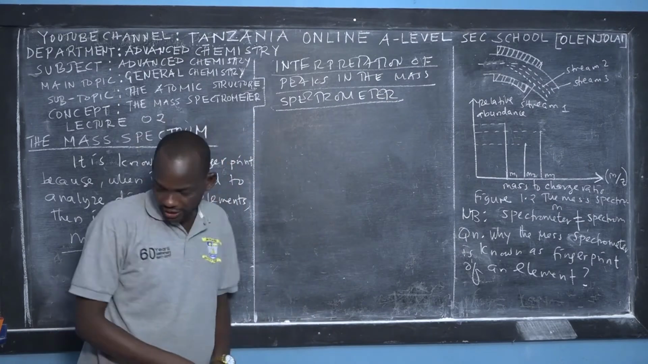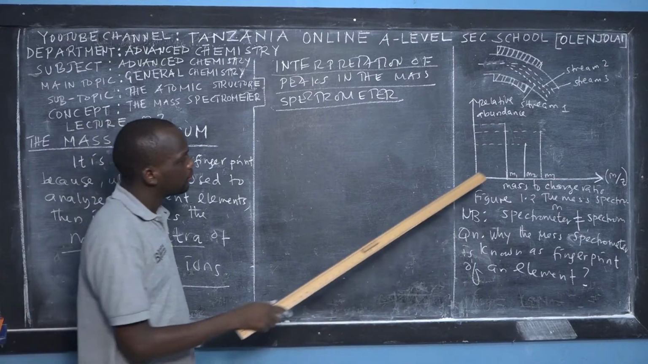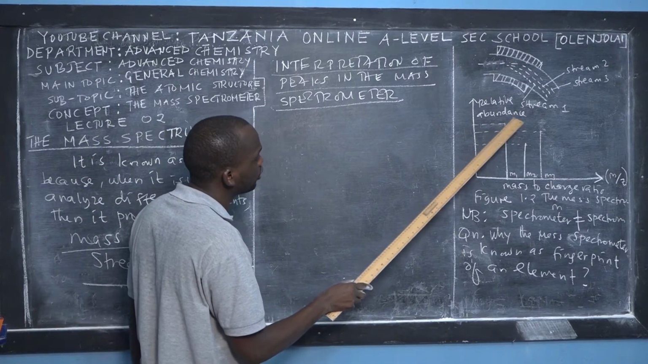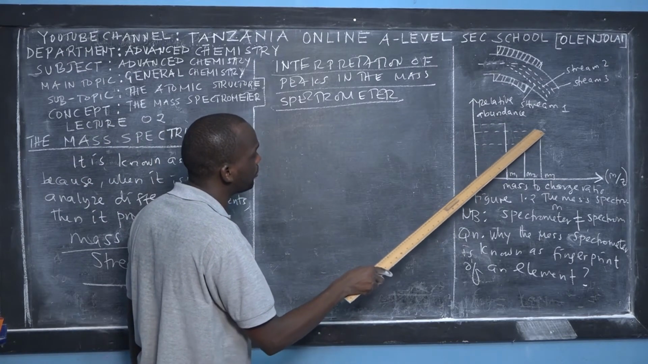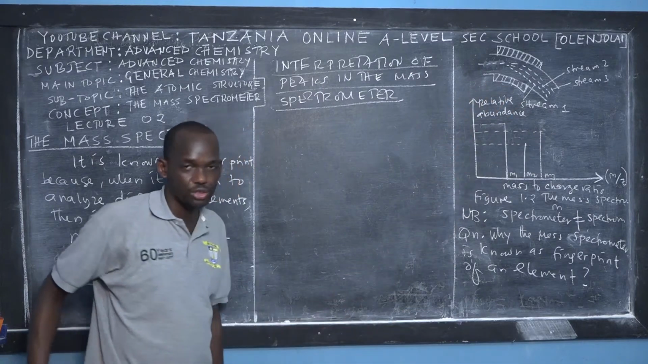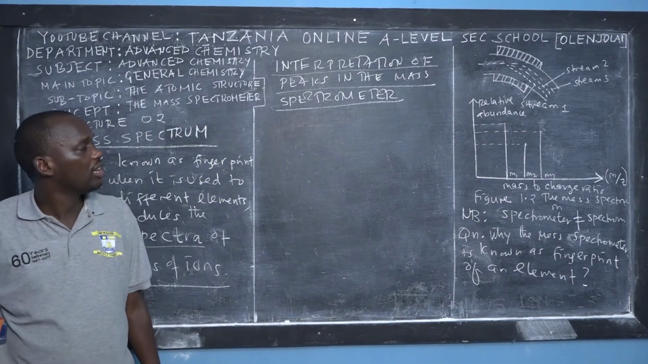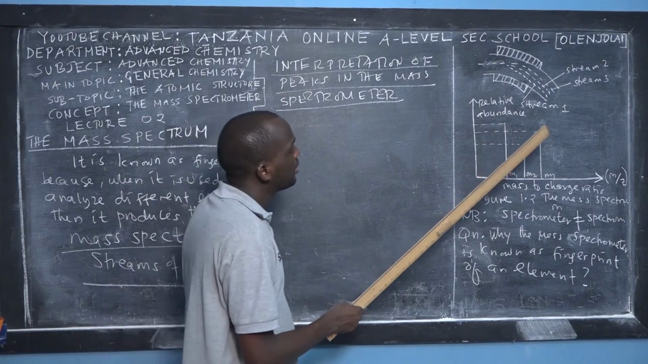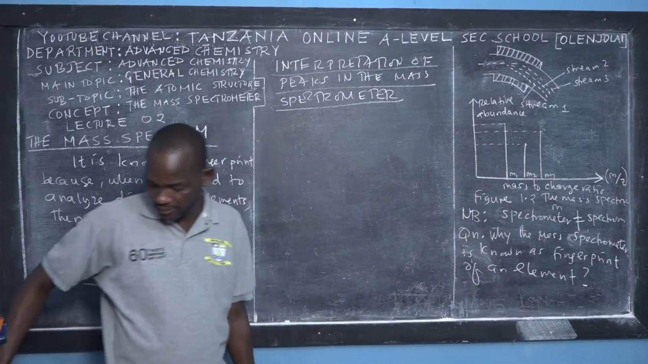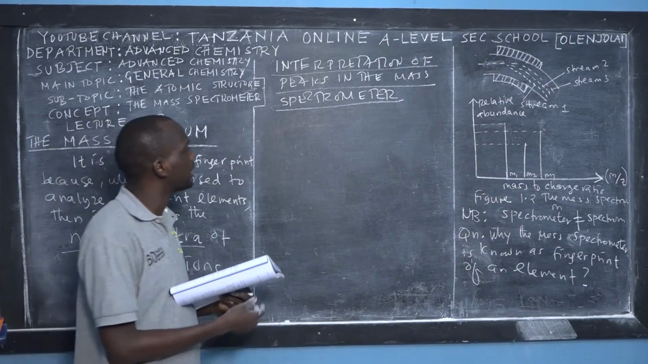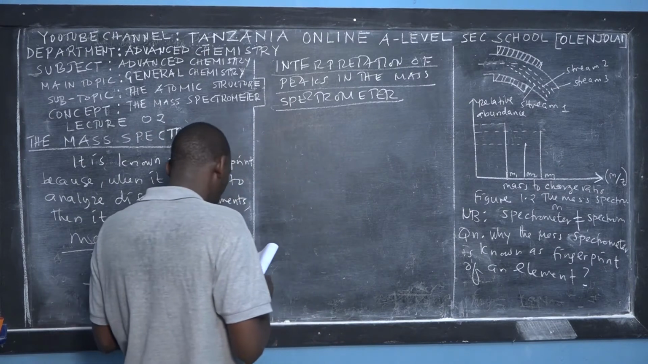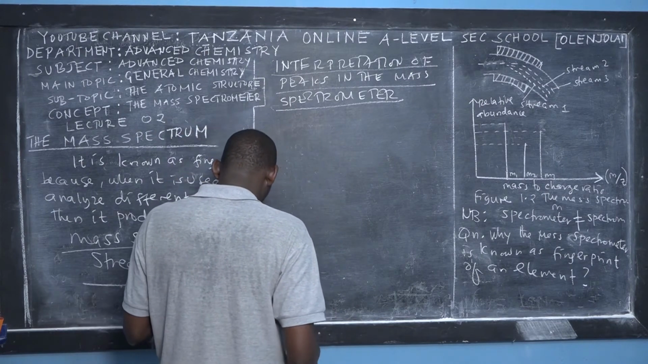So these are the peaks. Peak number 1 for the first isotope, peak number 2 for the second isotope, peak number 3 for the third isotope. What is the meaning? Because this is a graphical result from the mass spectrometer. So what do they mean? That's the question right now. That's why you want to know, and I have to teach you how we interpret it.